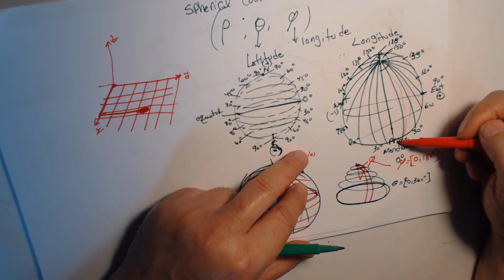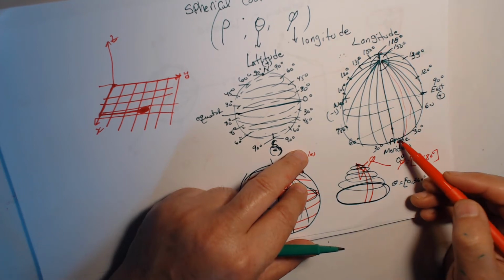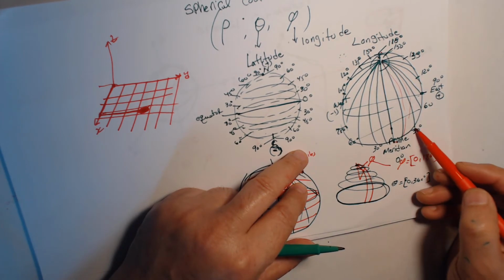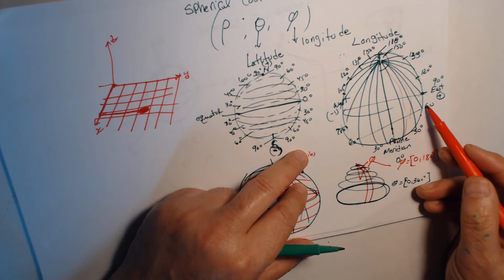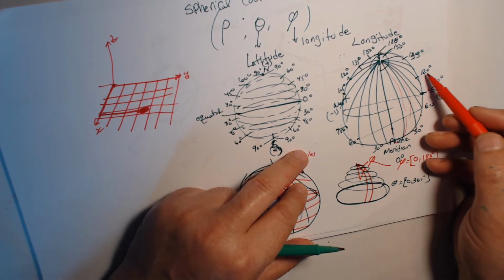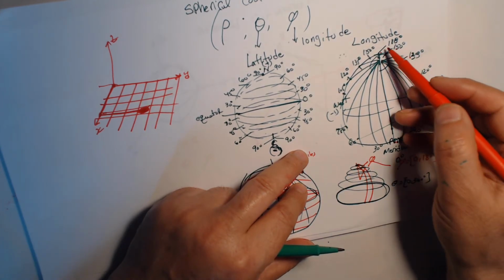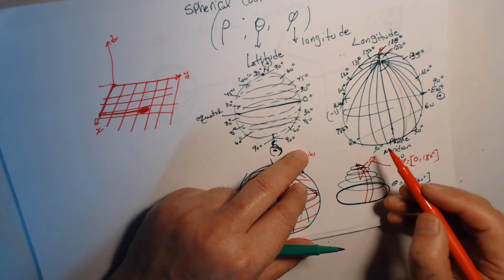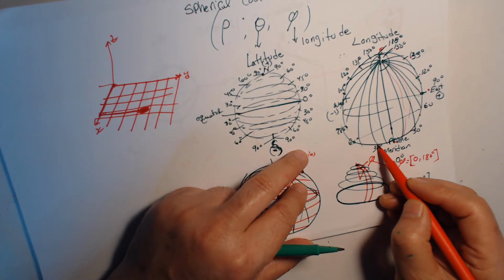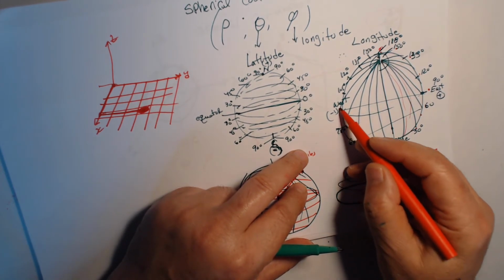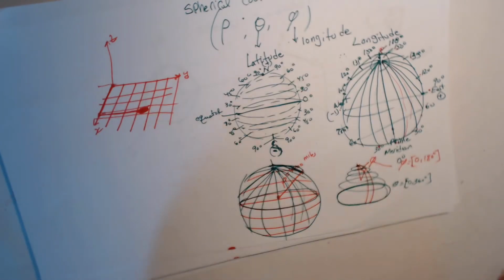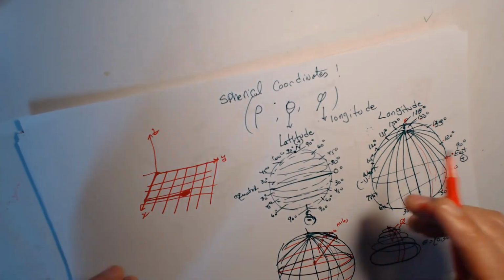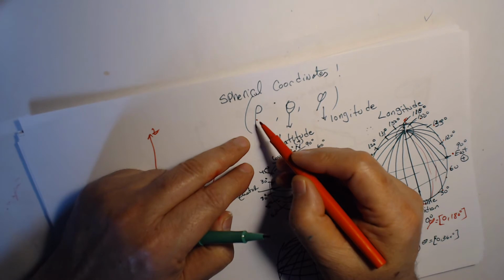You can go only from north to south. And look at this one right here. This is your prime meridian, you get 30 degrees, 45 degrees, 60 degrees, 90 degrees to the east, 120, 135, 150, 180 is your south. Or you can go 30 degrees to the left, 60, 75, and so on and so on. Therefore, from today, we're going to call this a spherical coordinate.